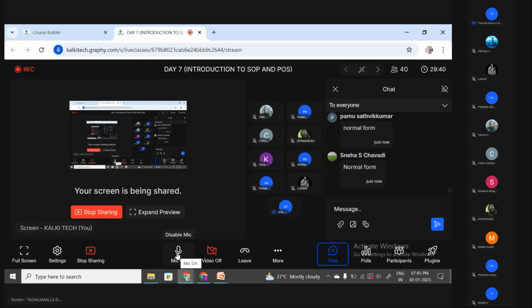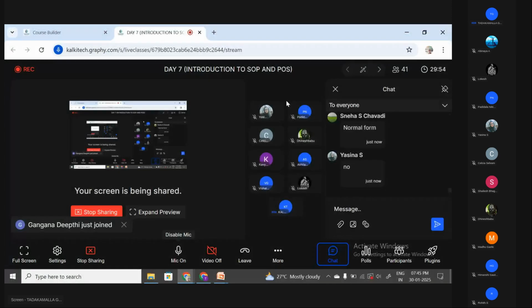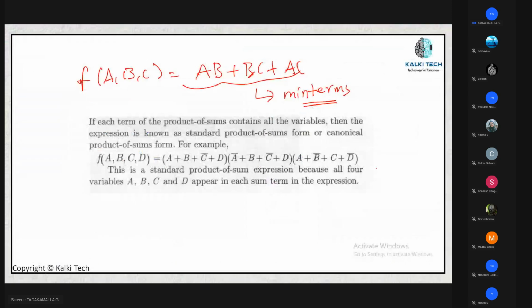Sorry for that. Most of you are correct. It is normal form. Now tell me, can we write the minterms from this normal form? What are the minterms here? Can anyone answer?